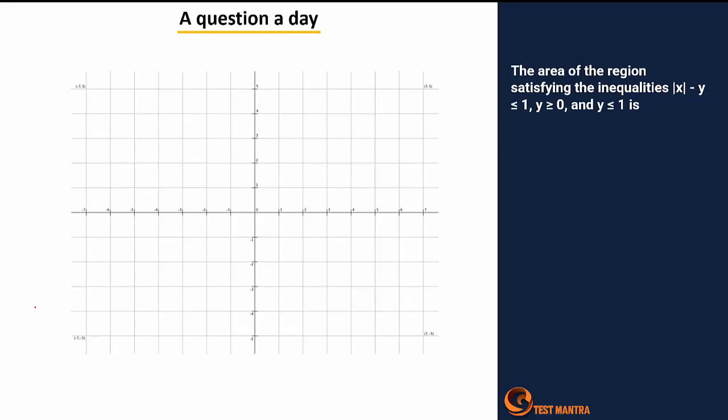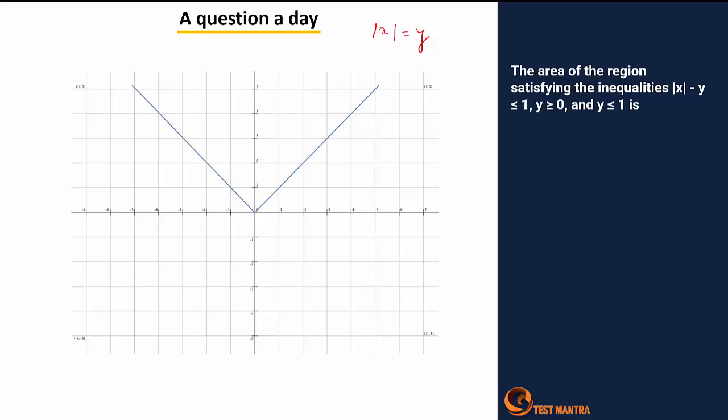It's given: the area of the region satisfying the inequality modulus of x minus y is less than or equal to 1, y is greater than or equal to 0 and y is less than or equal to 1. According to this, first let's try to identify the graph for modulus of x is equal to y. We'll try to understand the shift of the graph for the time being.